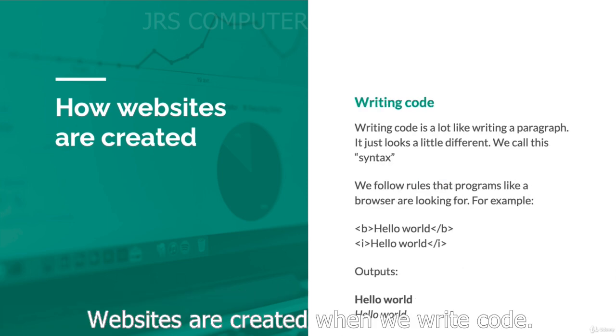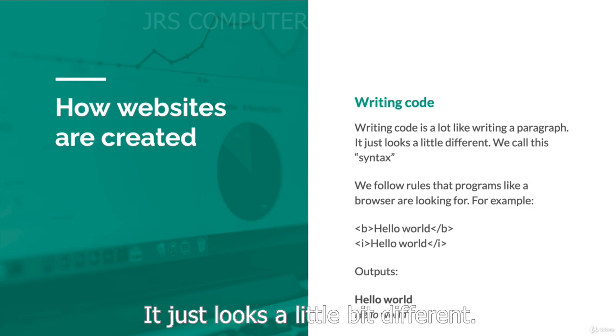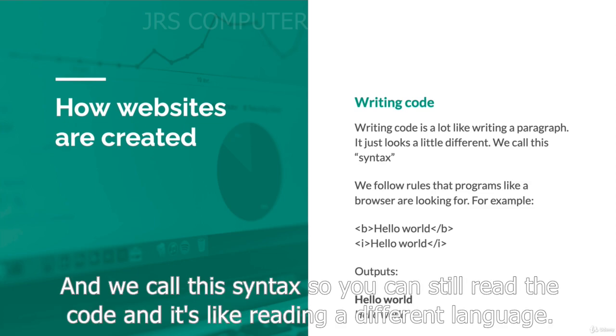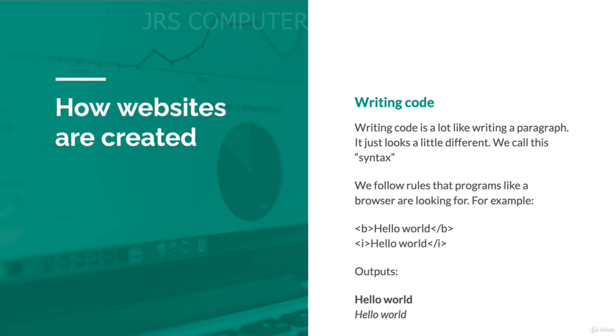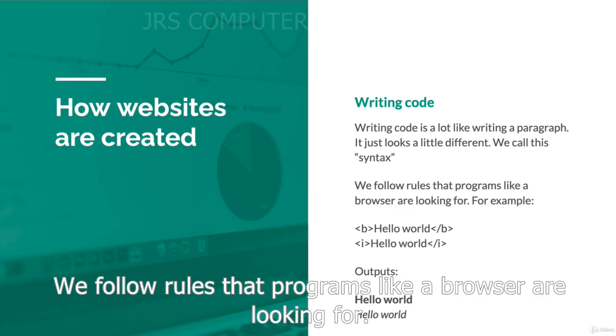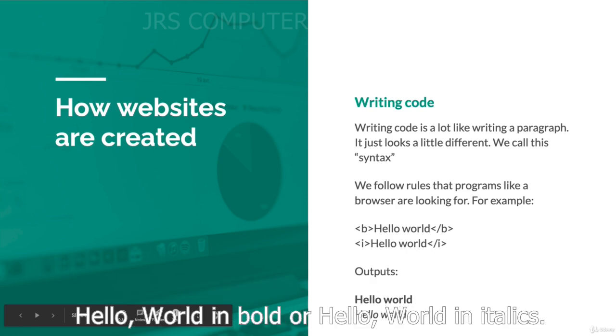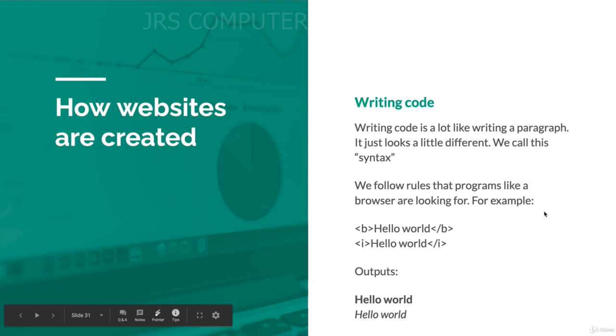Websites are created when we write code. Writing code is a lot like writing a paragraph. It just looks a little bit different, and we call this syntax. You can still read the code, and it's like reading a different language, but your brain still understands what's going on. We follow rules that programs like a browser are looking for. For example, if we said b hello world slash b or i hello world slash i, that's going to output hello world in bold or hello world in italics.